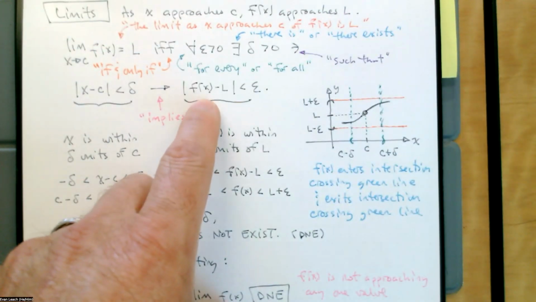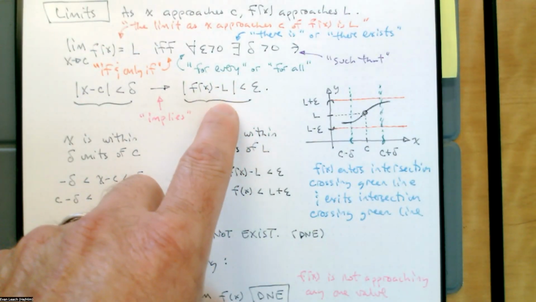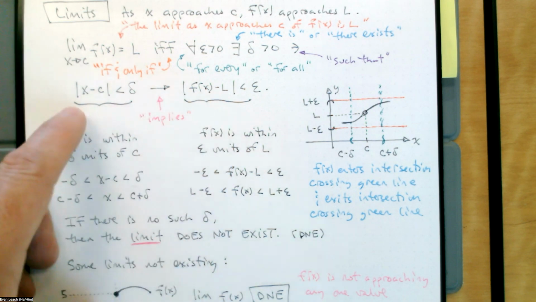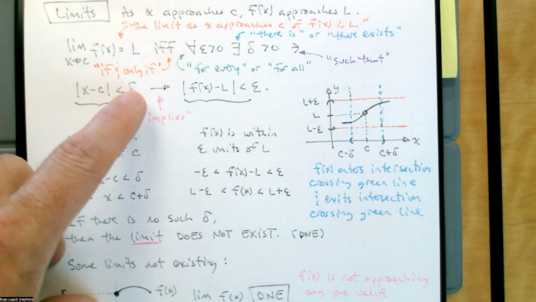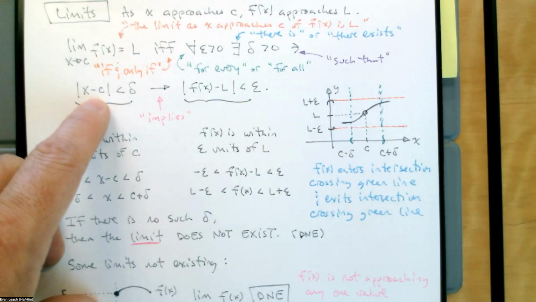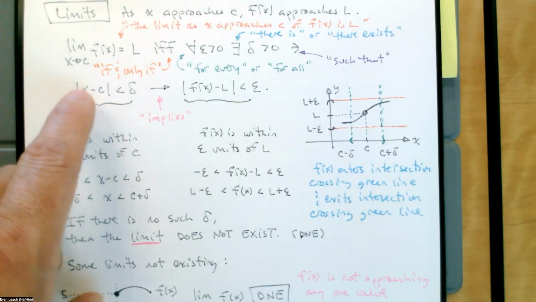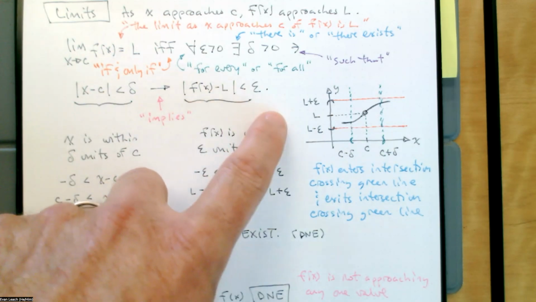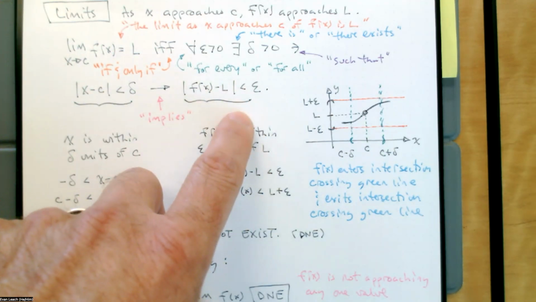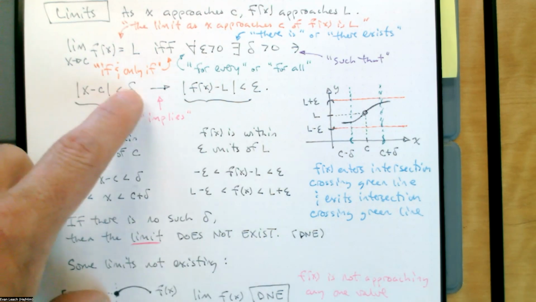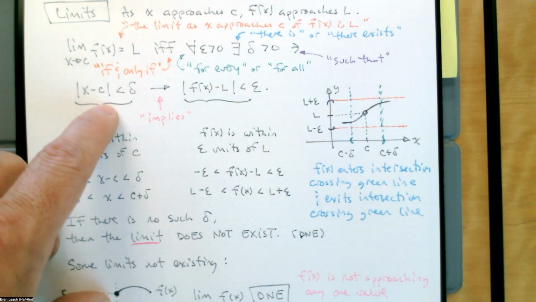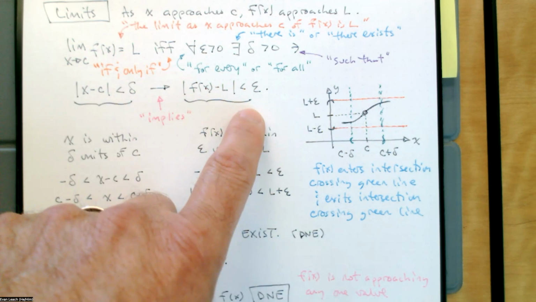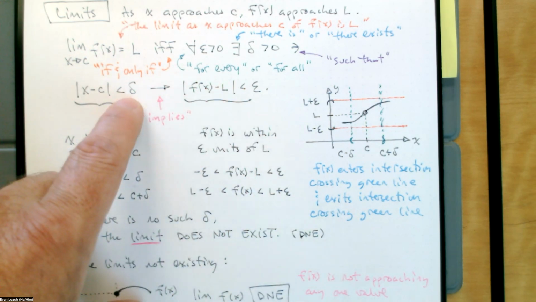We can make f of x as close as we want to L, so long as we can guarantee that x is sufficiently close to C. Any questions? We can make f of x as close as we want to L, so long as x is sufficiently close to C. You choose the epsilon and make sure there is some delta that fits.